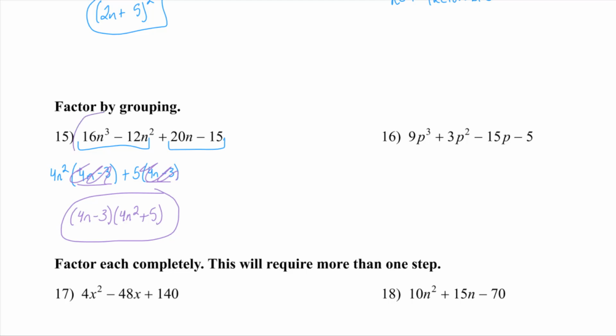4n times 4n squared gives us 16n cubed. 4n times 5 gives us 20n. Negative 3 times 4n squared gives us negative 12n squared. Negative 3 times 5 gives us negative 15. Voila!